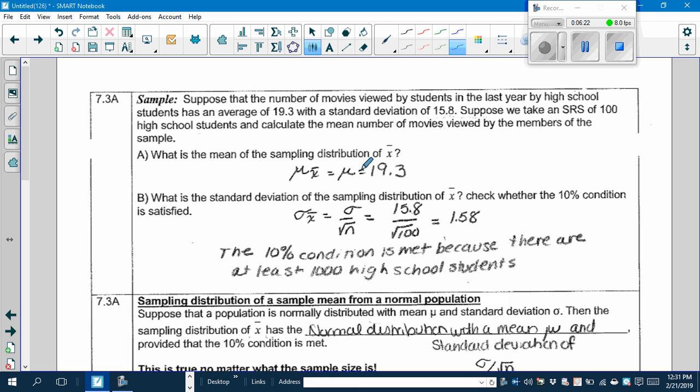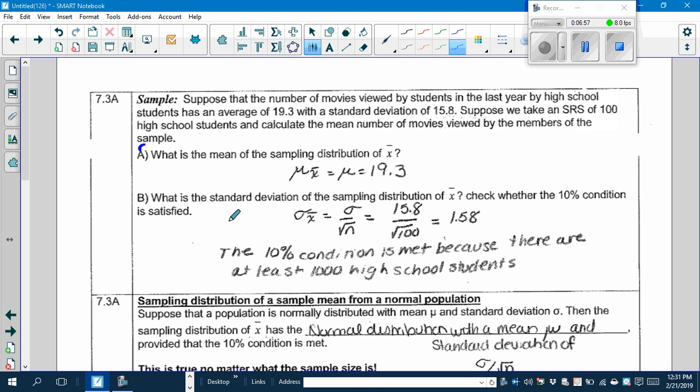So again, an example: suppose the number of movies viewed by high school students in the last year has an average of 19.3 with a standard deviation of 15.8. Suppose we take a simple random sample of 100 students and calculate the mean number of movies. Then we calculate our new mean, which is just the same mean of the population. But our standard deviation is equal to the standard deviation divided by the square root of the sample size, which here is 100.